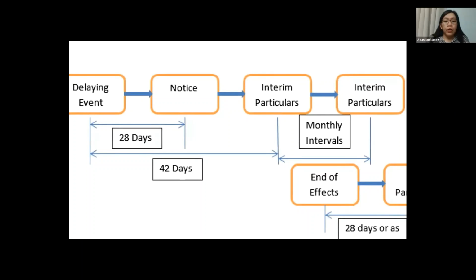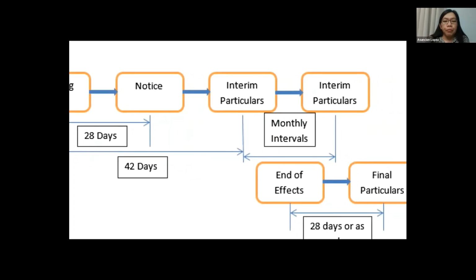Then, take note that the 42 days will start from the time that you became aware of the event, and some mistakenly start the 42 days from the issuance of the notice. No, it's not how it is written in FIDIC. The 42 days will also start from the day that you became aware of the event. And from that, you have 42 days to submit the interim particulars.